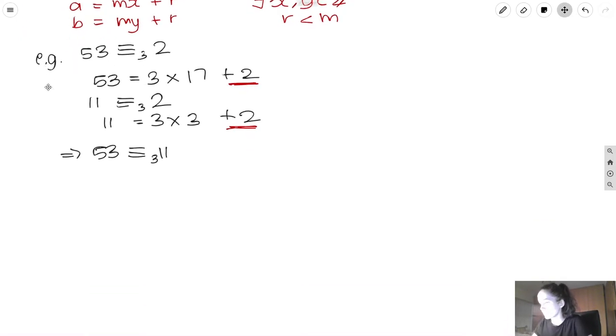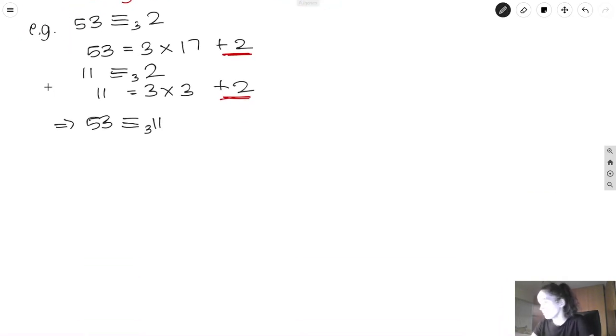Okay, quickly another example. Say we wanted to know 21 mod 12. So 21 is equal to 12 times 1 plus 9. So 9 would be one of the options to write.